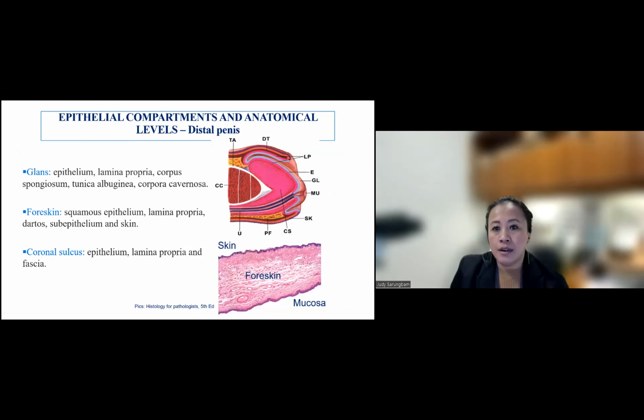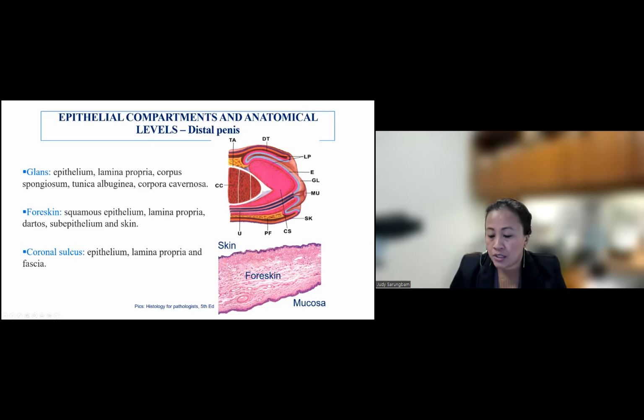The bulk of the glans is composed of the corpus spongiosum, as you can see in this picture, and then it has 5 layers: the epithelium, the lamina propria, the corpus spongiosum, and then we have the tunica albuginea and a portion of the corpora cavernosa. And then we have a special skin fold, which is called the foreskin. It has a mucosal surface on the inside and skin on the outside.